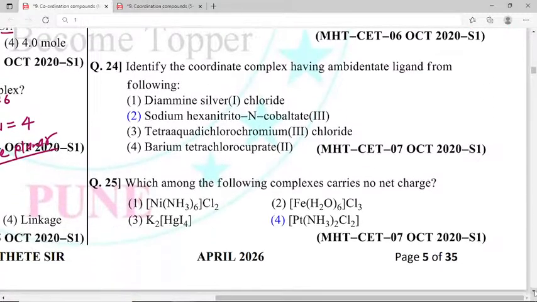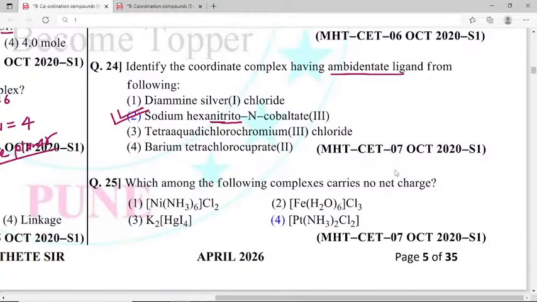Next question. Identify the coordination complex having an ambidentate ligand. So which shows the ambidentate ligand? The ambidentate ligand is shown by nitro and nitrito. So option number second is correct. An ambidentate ligand has two different donor atoms, of which only one binds at a time.